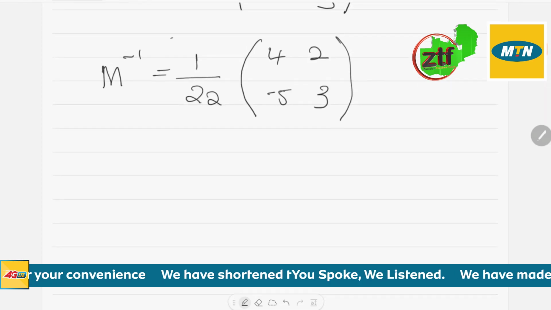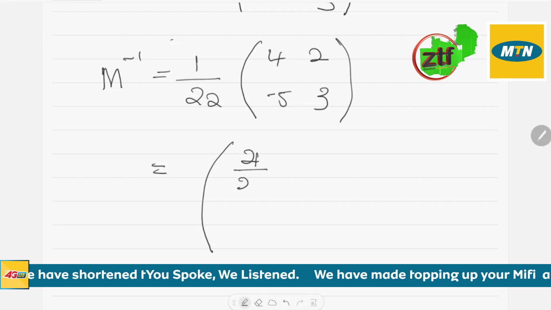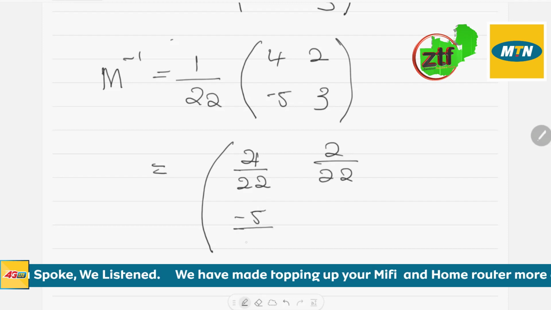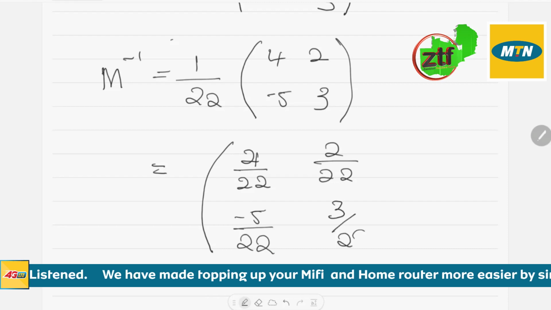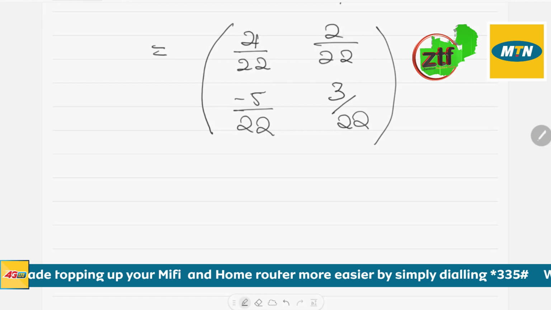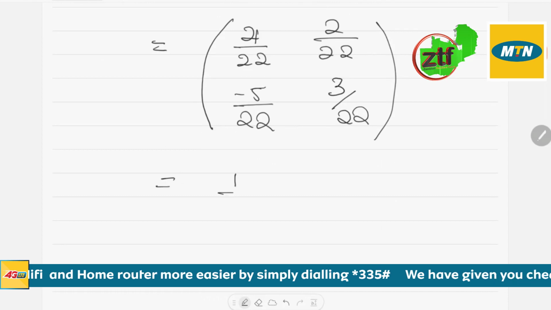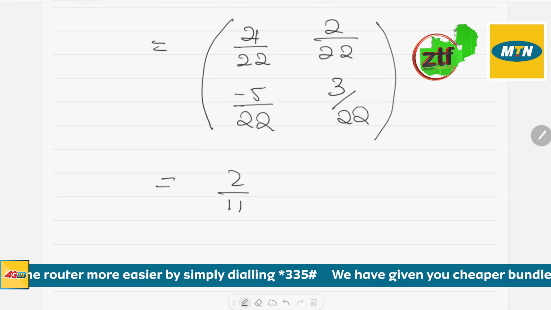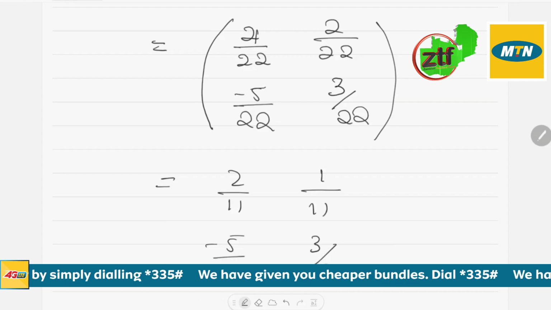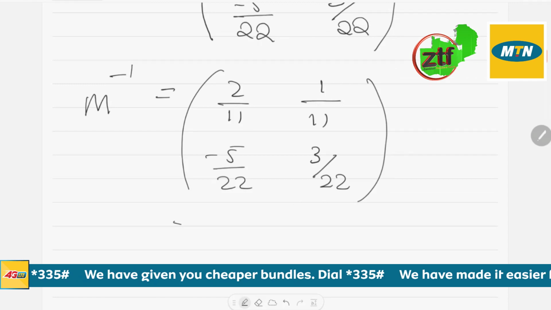When you multiply that, you get your matrix, which is 4 over 22, then we have 2 over 22, and we have -5 over 22, then we have 3 over 22. So 1 over 22 in this case is acting as a scalar. A scalar is simply a constant that is multiplied by all the elements in a matrix. When we simplify this, we have 2 over 11, then 1 over 11, -5 over 22, and +3 over 22 as our inverse matrix of M.